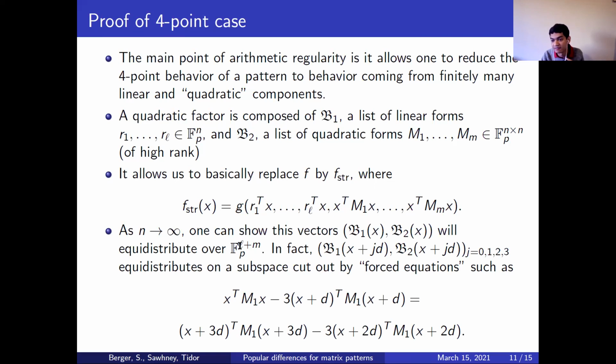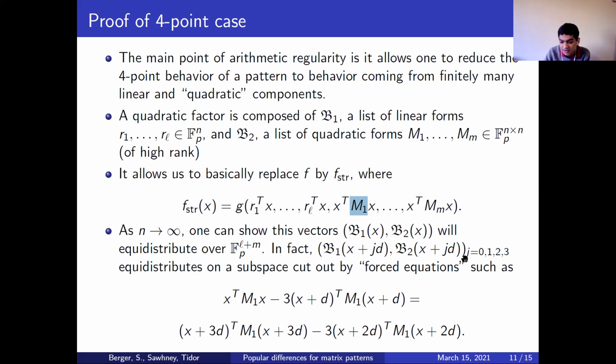And this is what the high rank condition buys you, because if M1 is something that's very low rank, then it's not going to look like it equidistributes, for technical reasons, because it really looks like a finite amount of linear behavior, rather than something genuinely quadratic. So you have this equidistribution.